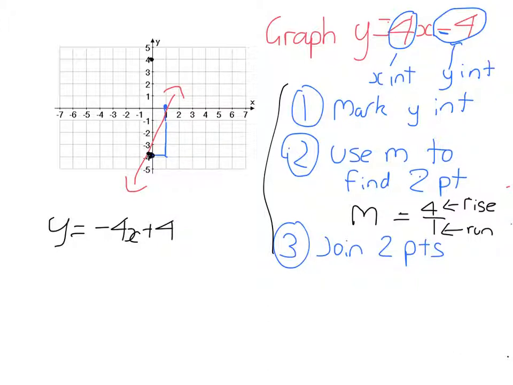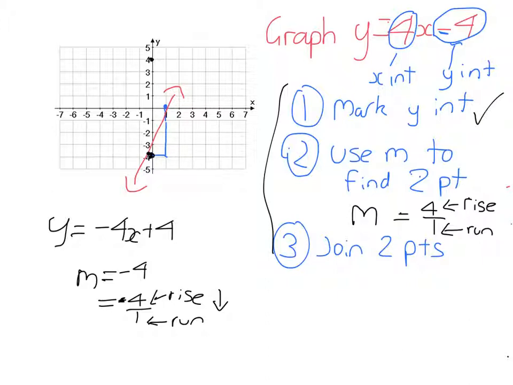Now gradient of negative 4, so m is negative 4, so that means we have 4 over 1. So we have rise is 4, the run is 1, but remember, here it has to be negative, so negative rise means we go down 4. So the only difference between this example and the one I just did was that in this case, instead of going across 1 and up 4, we actually need to go across 1 and down 4, because that's what a negative gradient means. So we've marked out the y-intercept, so we've done our first step.